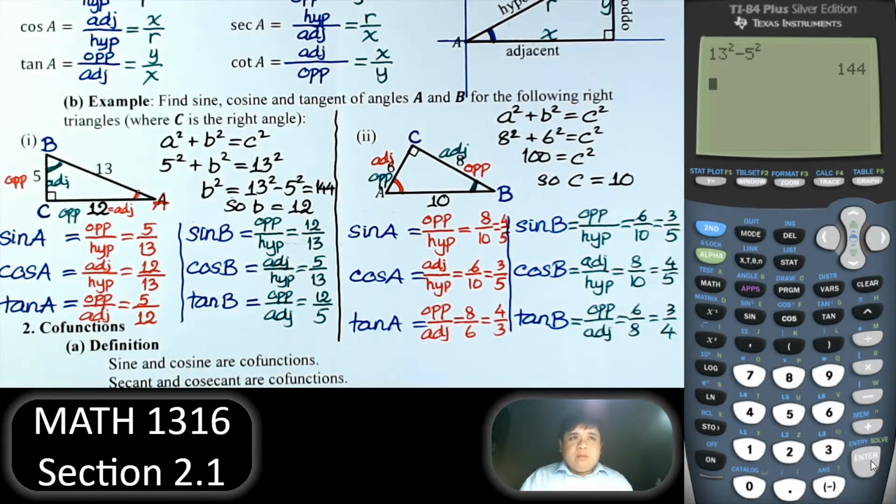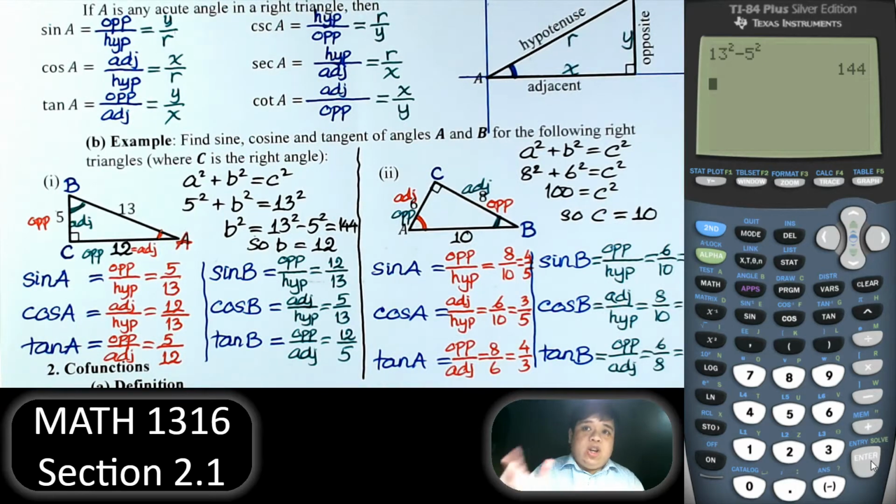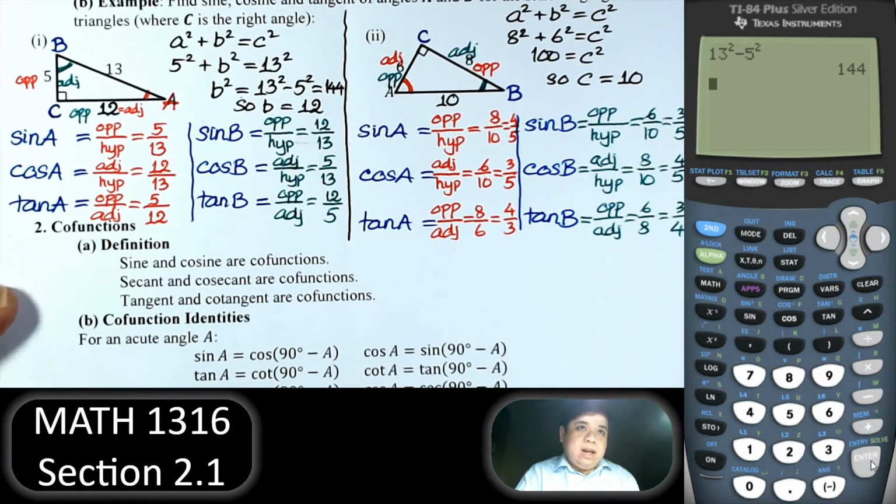Right, so straightforward from the definition. Of course, the triangle can be rotated, it doesn't matter. Opposite or adjacent are defined based on the angle. Hypotenuse is opposite to the right angle, so there's always that.